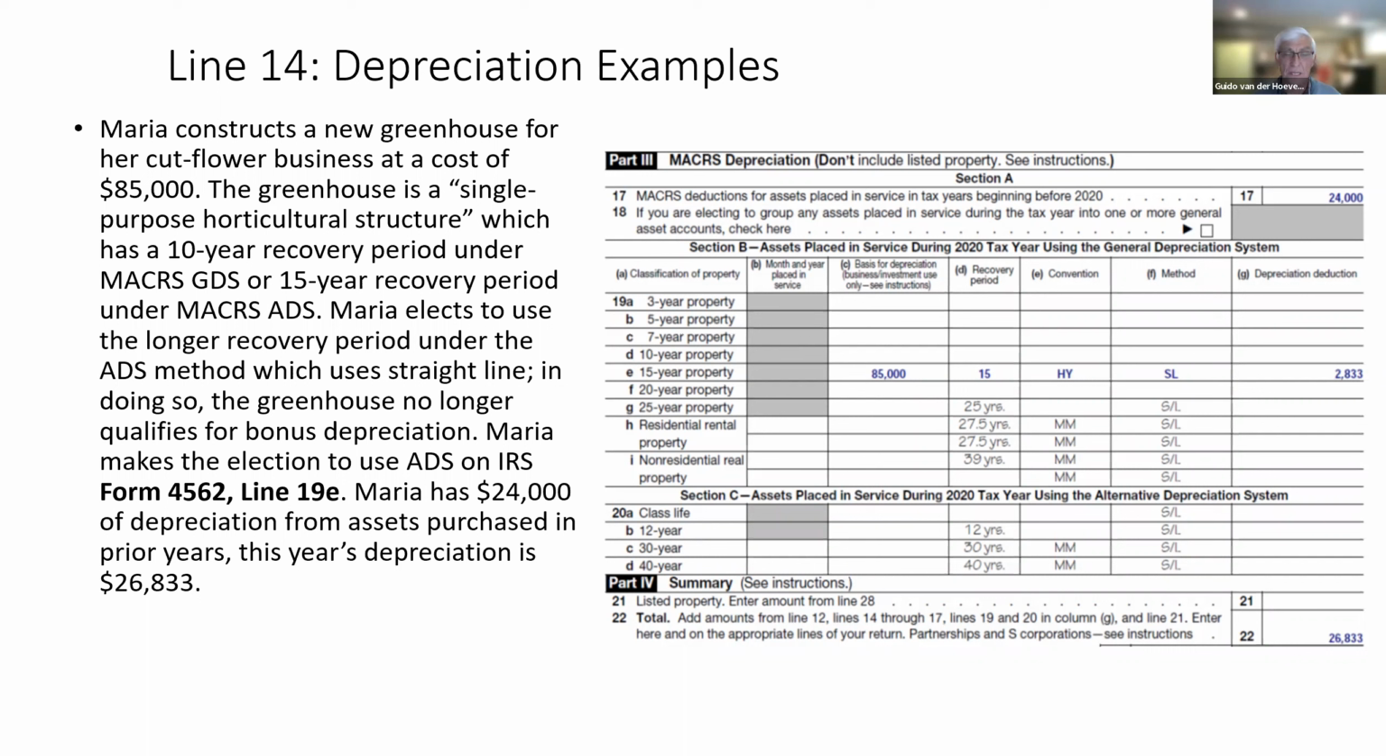$2,833 is what this year is allowed. She's got $24,000 of depreciation coming from assets that she's purchased in prior years. So what she's going to report on line 14 of her Schedule F is $26,833, as you can see calculated there, which is coming from line 22 of this form, Form 4562.